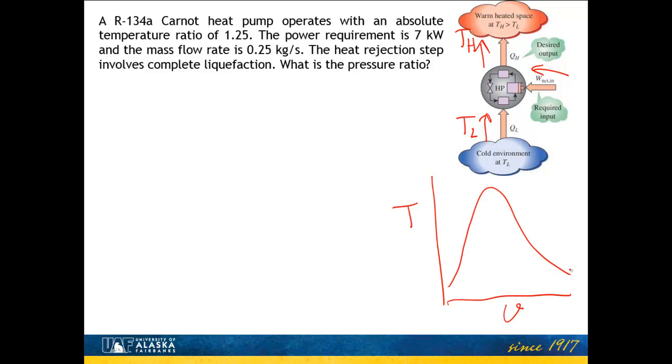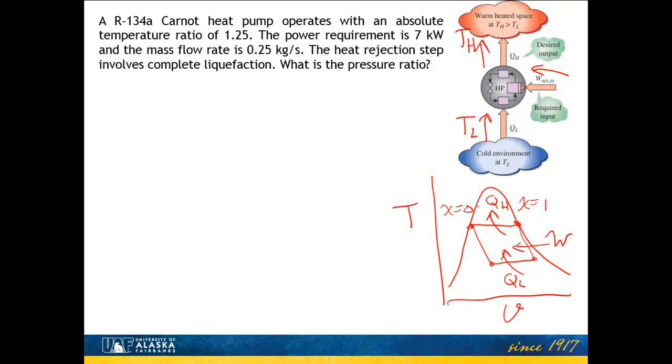So let's draw this process on a T-v diagram relative to the saturation curve. We're told that the heat rejection step involves complete liquefaction. If you remember what the Carnot heat cycle looks like, we've got a rectangle down in this region. This step right over here is the heat rejection step, QH. This step down here is the heat absorption step, QL. And then we have a work requirement that goes in, which is typically that step right there. Since it involves complete liquefaction, we're going from a quality of x equals 1 over here to a quality of x equals 0.